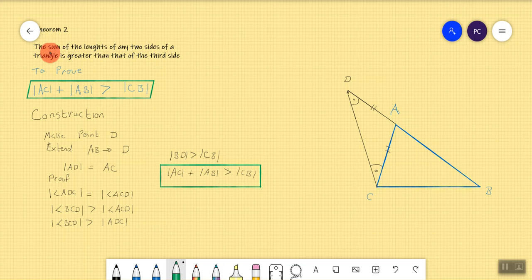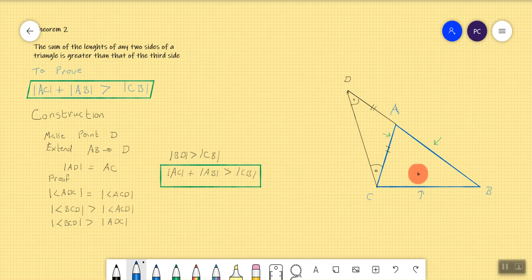So what are we saying? The sum of the lengths of any two sides, so for example this side plus this side, is bigger than the length of the third side. So basically what have we done? We started off with this triangle, we plot a point D, we extend this line out to D so that the length of A to D is equal to the length of A to C. And then we join this back up.